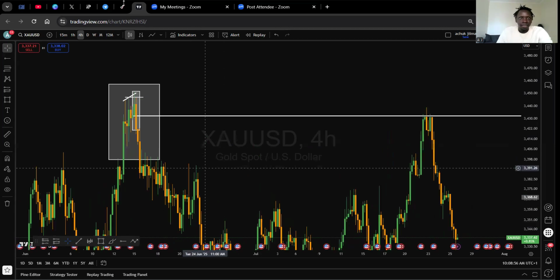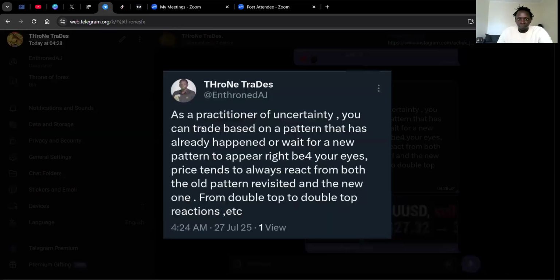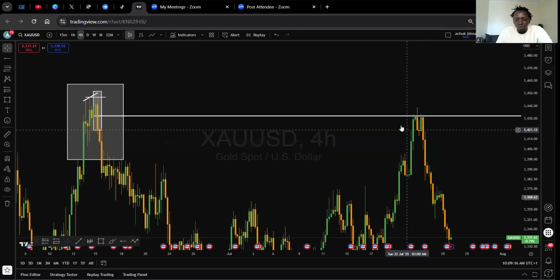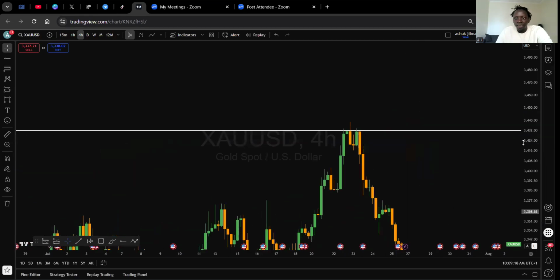And that's why I had said earlier on, as a practitioner of uncertainty, you can trade based on a pattern that has already happened, or wait for a new pattern to appear right before your eyes, because price tends to react from one pattern to another. Okay. Now, once you have this in mind, the reaction here is what is actually going to prompt you to trade.